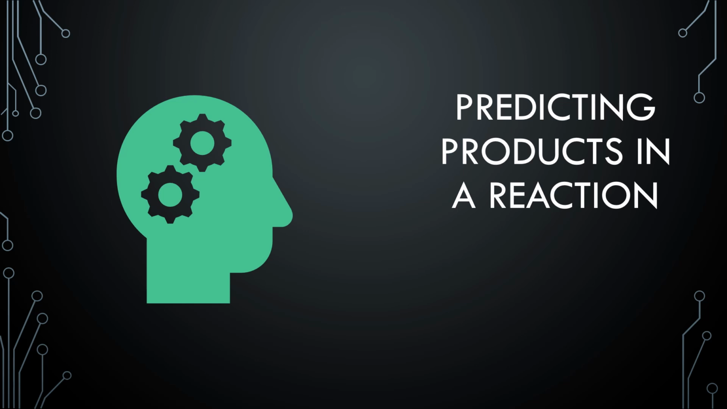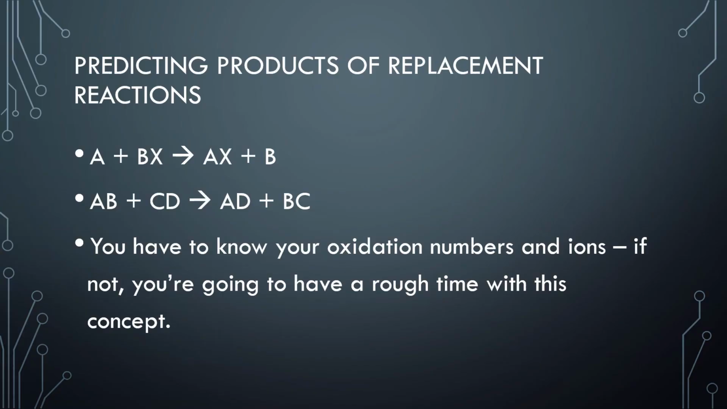This is a lecture on predicting products in a reaction. Specifically, it's going to be the double displacement and single displacement reactions. So when you're predicting products of replacement or displacement reactions, the key is you need to know your oxidation numbers and know your ions and recognize those, because if not, you're going to have a rough time.